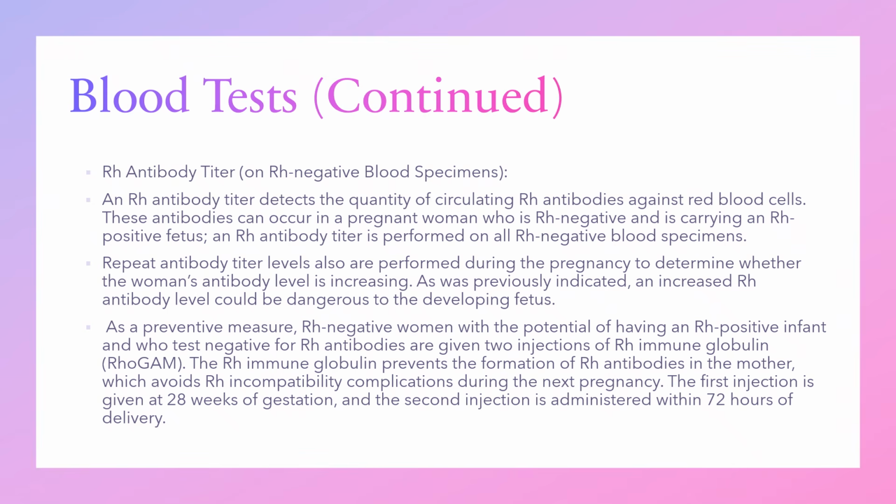As a preventative measure, Rh negative women with the potential of having an Rh positive infant and who test negative for Rh antibodies are given 2 injections of Rh immune globulin, aka RhoGAM. This prevents the formation of Rh antibodies in the mother, which avoids Rh incompatibility complications during the next pregnancy. The first injection is given at 28 weeks of gestation, and the second is given within 72 hours of delivery.